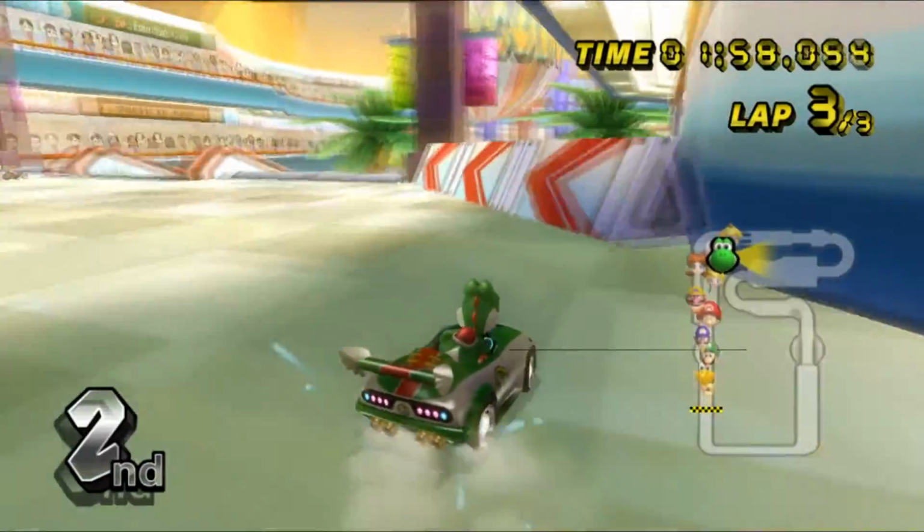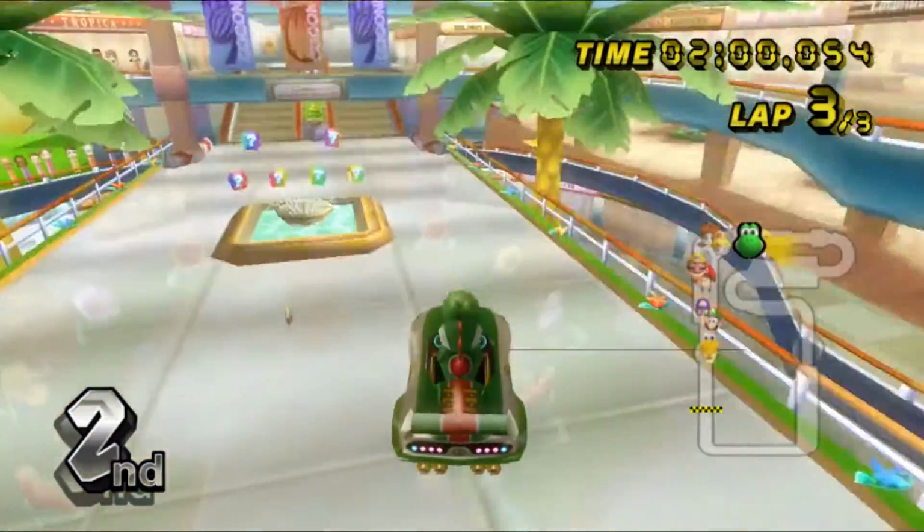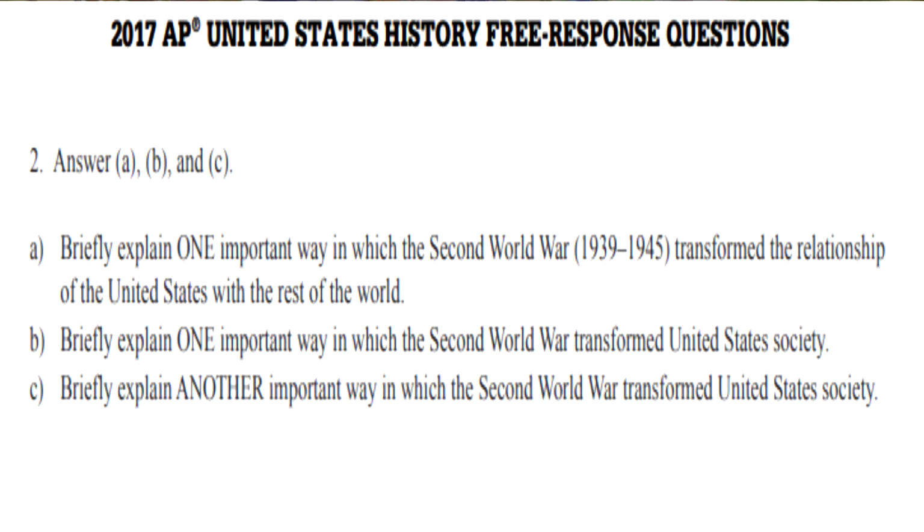So it might sound a little confusing just by me talking about it, but never fear, examples are here. Taking a look at part A, it wants us to briefly explain one important way in which the Second World War transformed the relationship of the US with the rest of the world. Now my answer with this would be to first, of course, apply the ACE method, therefore my first sentence will answer the question. My answer to the question would be that the Second World War allowed the US to become more involved in foreign affairs.